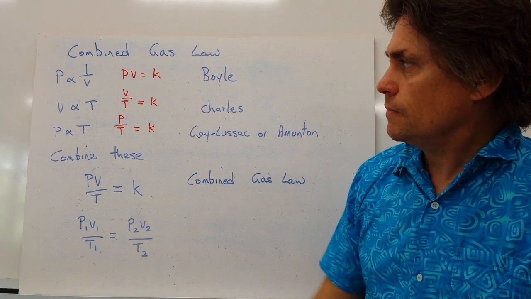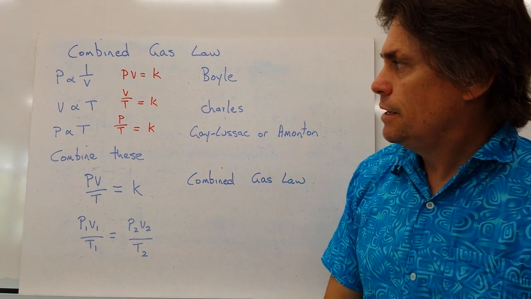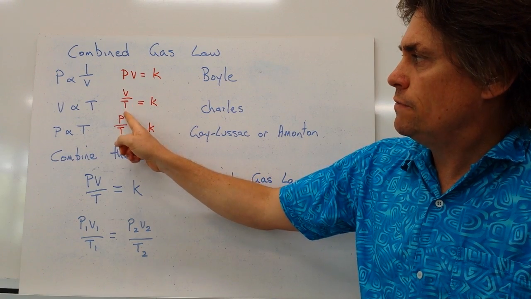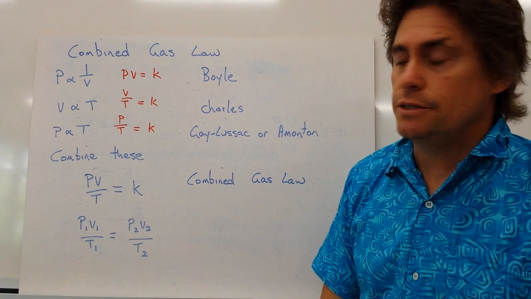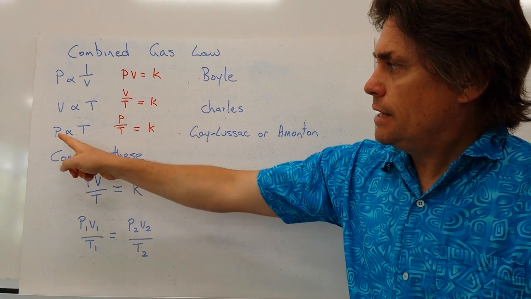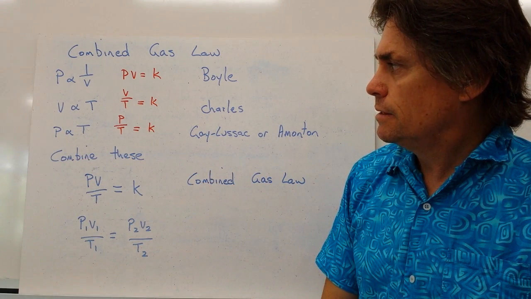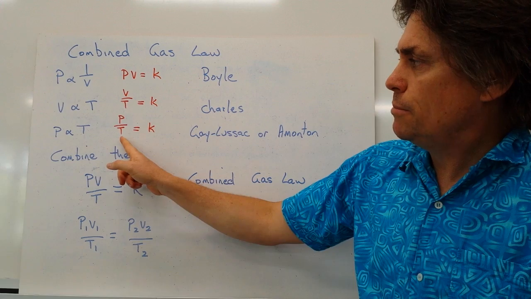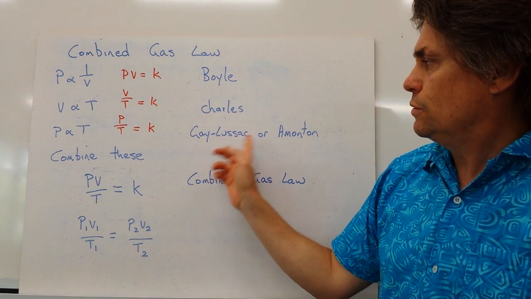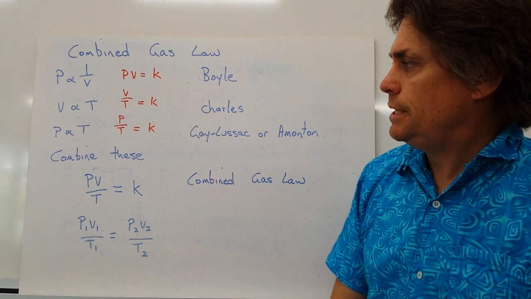law. We've also seen that volume is proportional to temperature. If we rearrange that, dividing both sides by temperature, volume over temperature is always equal to a constant, and that was Charles' law. And we've seen that pressure is proportional to temperature, so if we divide both sides by temperature, we get pressure over temperature is always equal to a constant, and this was Gay-Lussac's or Amontons' law. So we have three relationships here.